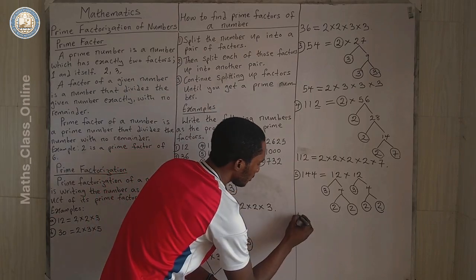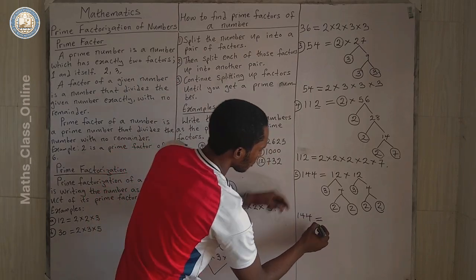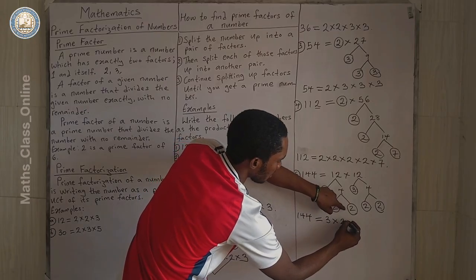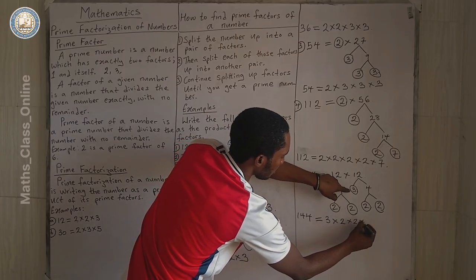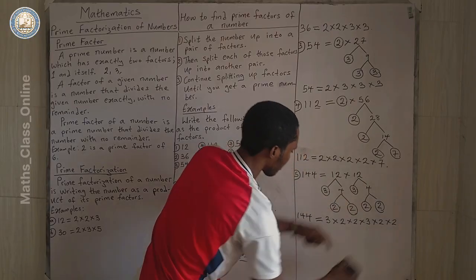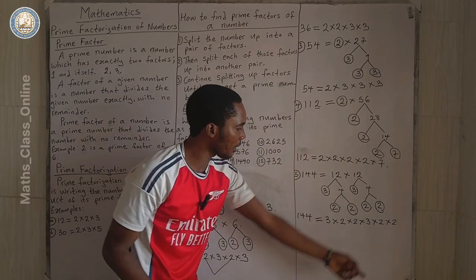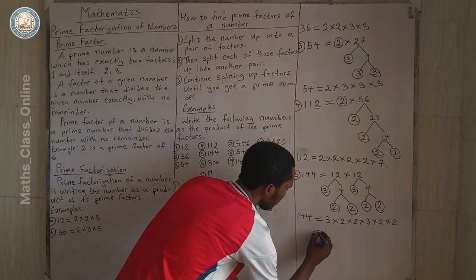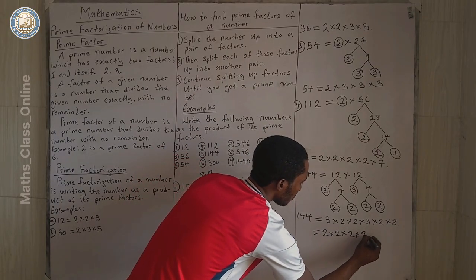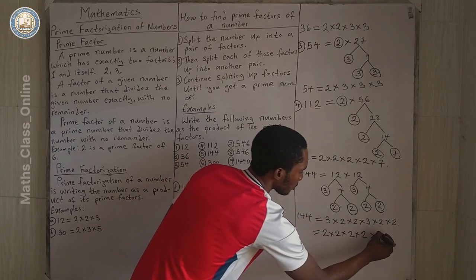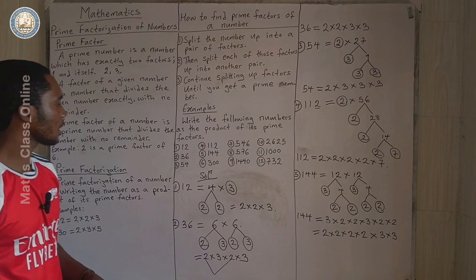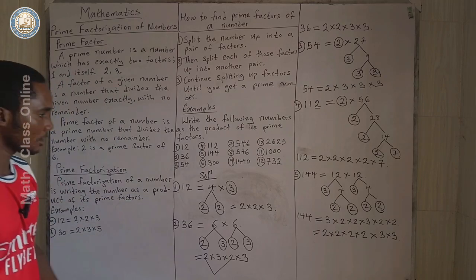Now 144 is equal to 3 times 2 times 2 times 3 times 2 times 2. How many 2 do we have here? That is 4. This is equal to 2 times 2 times 2 times 2 times how many 3? 2, 3 times 3.